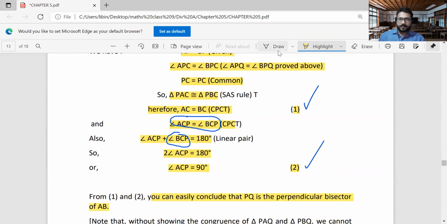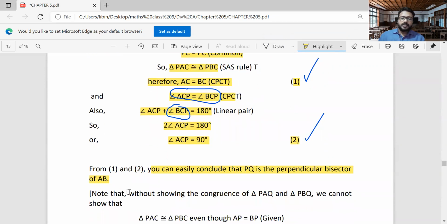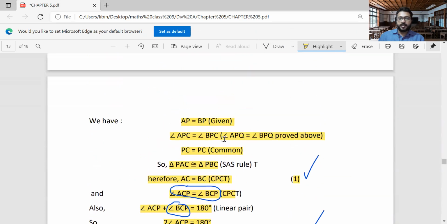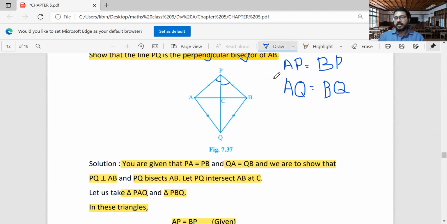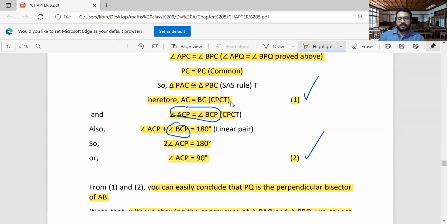Okay, so we have proved the question, but without showing the congruence of triangle PAQ and triangle PBQ. See here, triangle PAQ and triangle PBQ. We can't show that these two angles are equal. And without showing these two angles are equal, we can't prove that triangle PAC is congruent to triangle PBC. Okay, that's why we have done it like this.